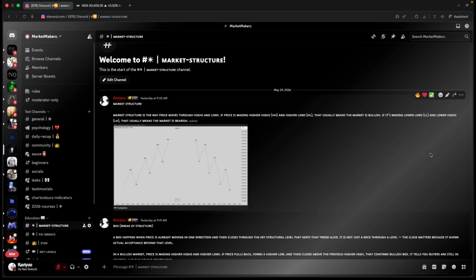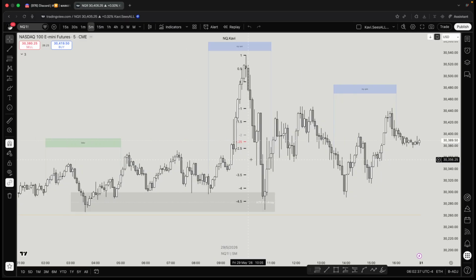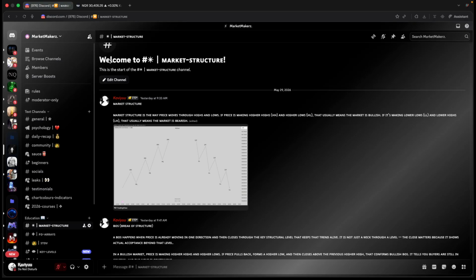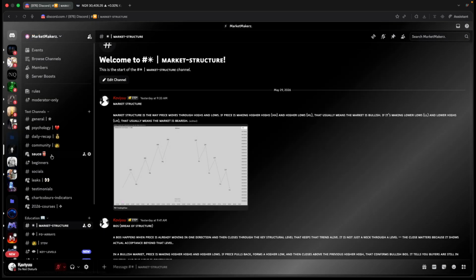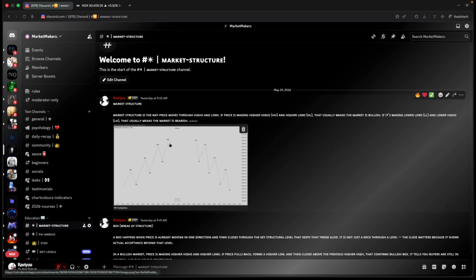So guys, as you know, the market, every single candlestick you see, every single candlestick and movement, it's buyers and sellers auctioning for price. So this is what market structure is. Market structure is the way price moves through highs and lows. If price is making higher highs and higher lows, that means the market is bullish. Bullish means kind of like buys.